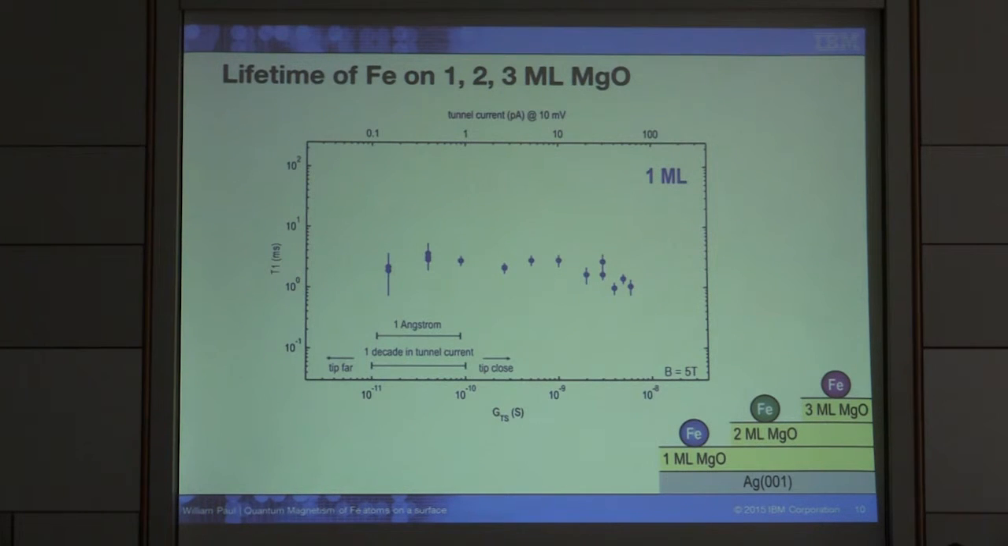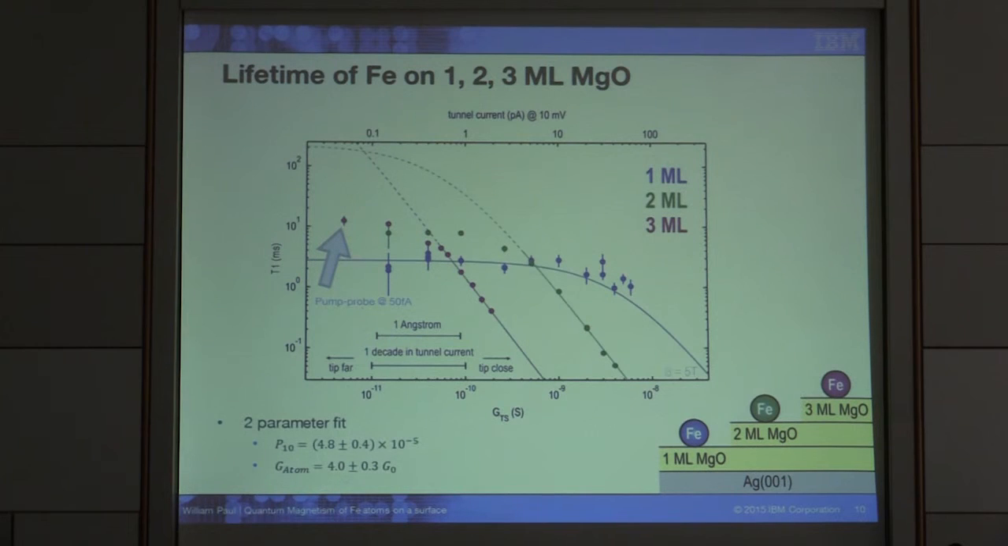So here's the lifetime at 5 Tesla for 1, 2, and 3 monolayers. And we see that in each case we have reached a plateau value where the lifetime has started to roll off from the tip-induced decay. I'd like to point out that this is pump-probe taken at 50 femtoamps. So we're heading towards a teraohm of junction impedance just to characterize something intrinsic about the atom on the 3 monolayer MgO.